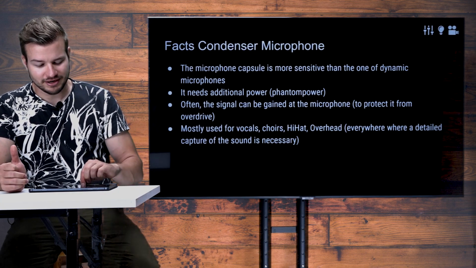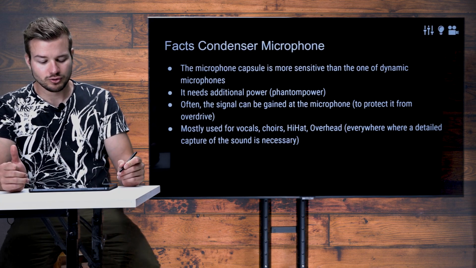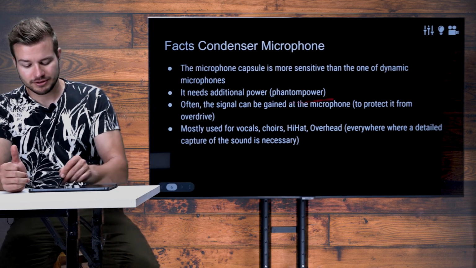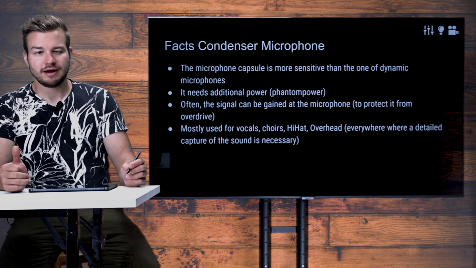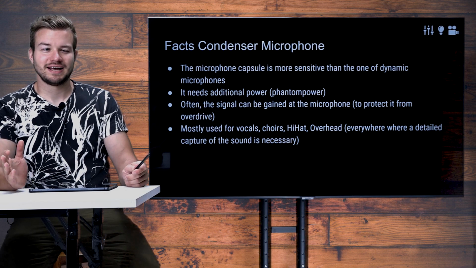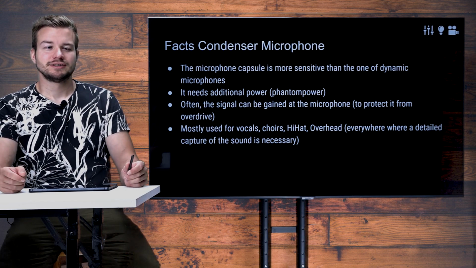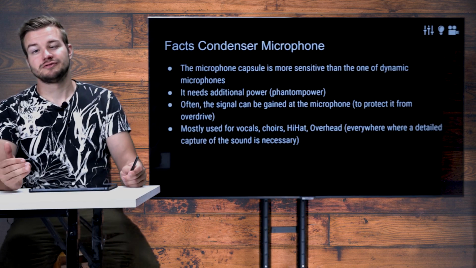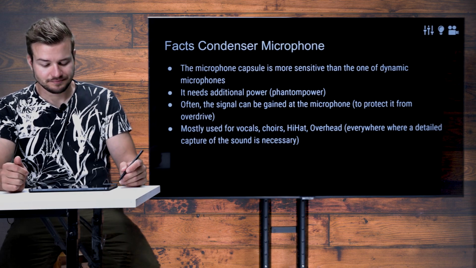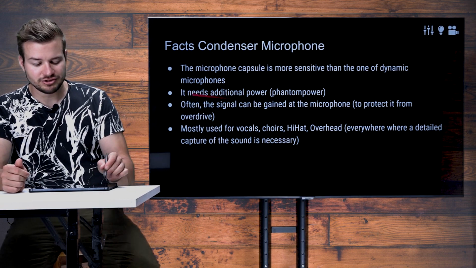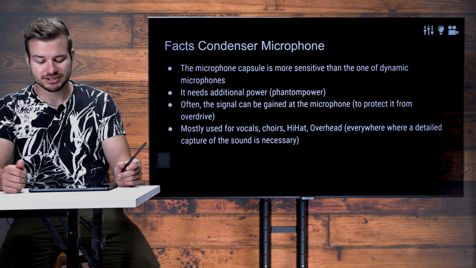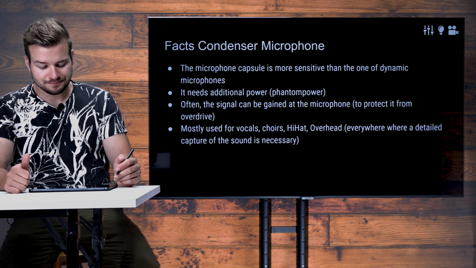And this is also why most of these microphones do have a gain, which is number 3 here. Condenser mics mostly have an additional gain knob so that you can turn the gain down when you use it for louder signals. I already mentioned that one. You need additional power for the condenser mic, which is called phantom power.